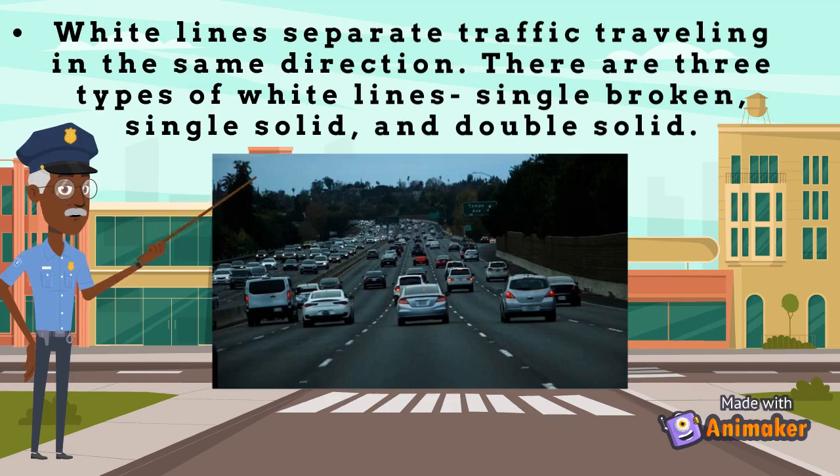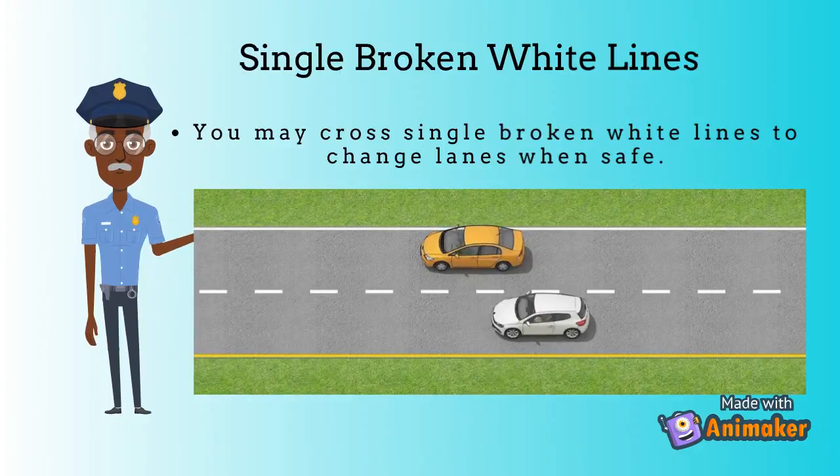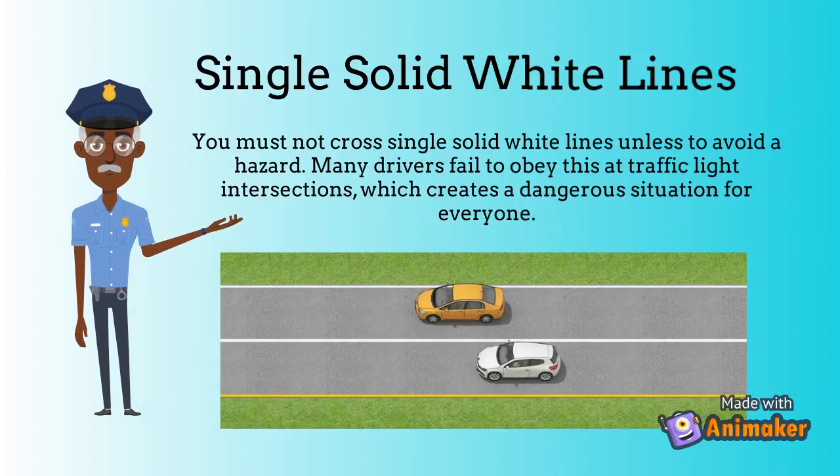White lines separate traffic traveling in the same direction. There are 3 types of white lines: single broken, single solid, and double solid. Single broken white lines. You may cross single broken white lines to change lanes when safe. Single solid white lines. You must not cross single solid white lines unless to avoid a hazard.